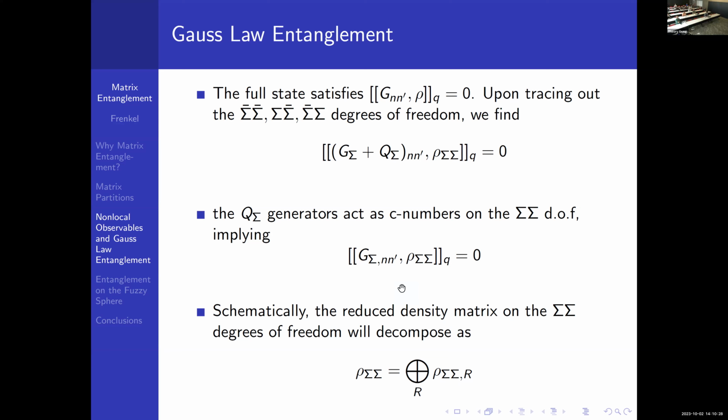due to Schur's lemma, the reduced density matrix will decompose into a direct sum over all possible representations of UN of reduced density matrices on the sigma sigma degrees of freedom. And this direct sum will also be labeled by a direct sum over R and a direct sum over M. But I'm suppressing the direct sum over M for notational convenience.